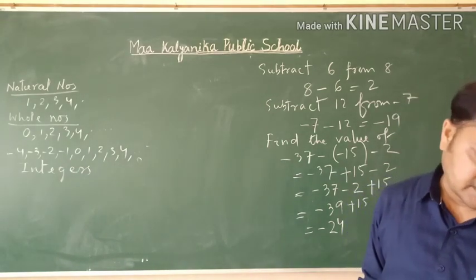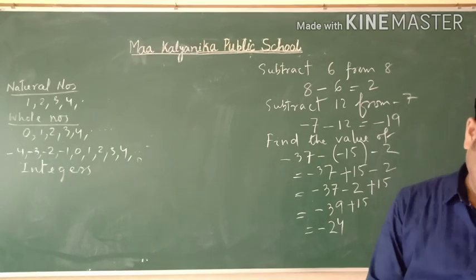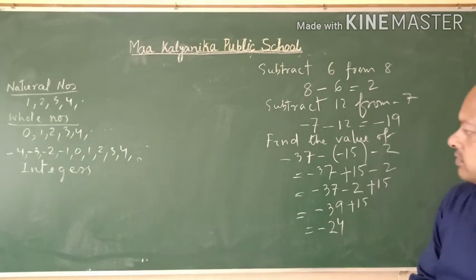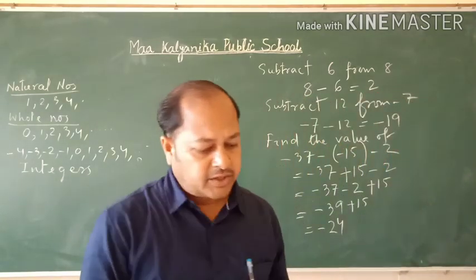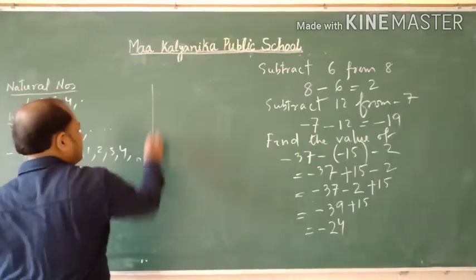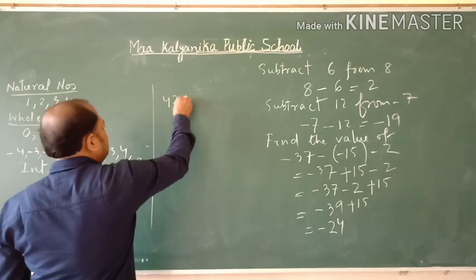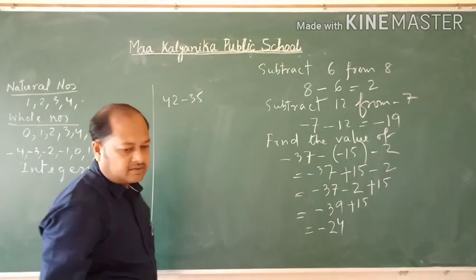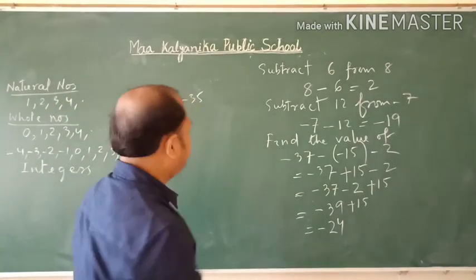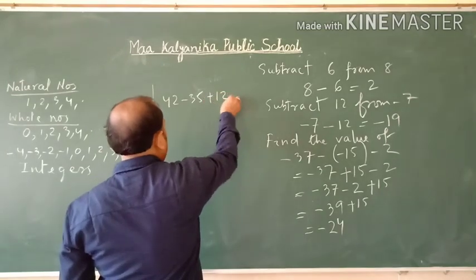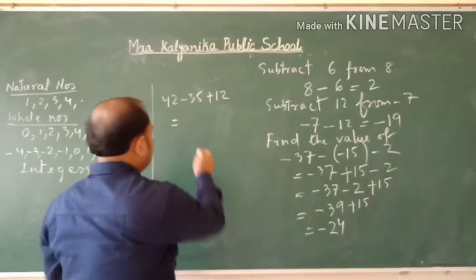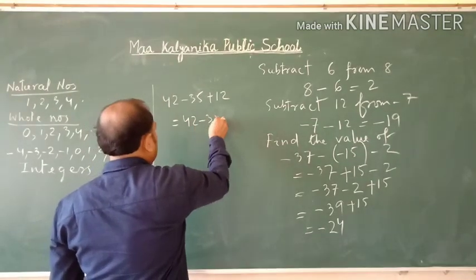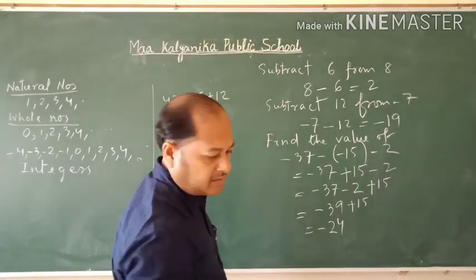Similarly, suppose in the book on page number 4 it is given to find out using the symbol. So what to find out? One more example I am showing here: 42 minus 35 plus 12, and the other side 42 minus 35 minus 12.